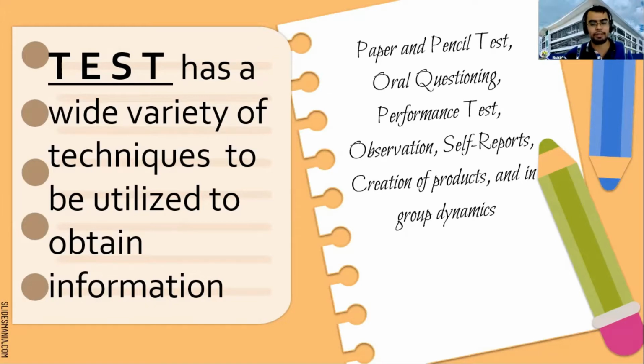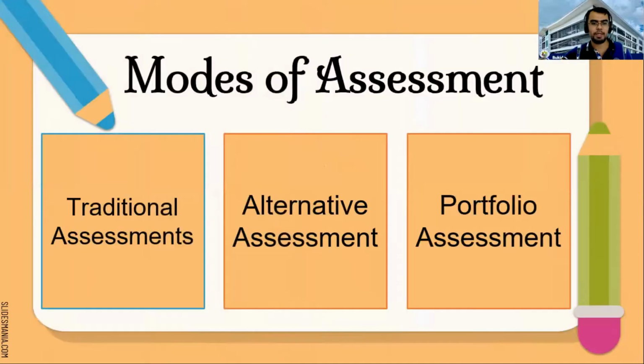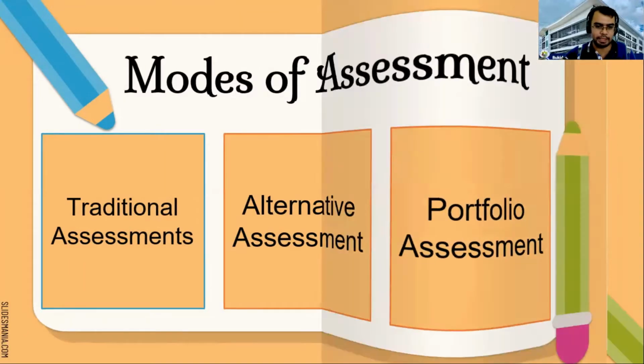Now, as a teacher, we facilitate group activities, and we are going to write our observations, or we are going to remember our observations, who are potential leaders, who are participating in group dynamics, and who are not participating. So there are a variety of methods. So it's not limited to paper and pencil test. So these are the modes of assessment that we will discuss in this video in detail. The first one is traditional assessment, followed by alternative assessment. The third one is portfolio assessment. Let us define them in detail.